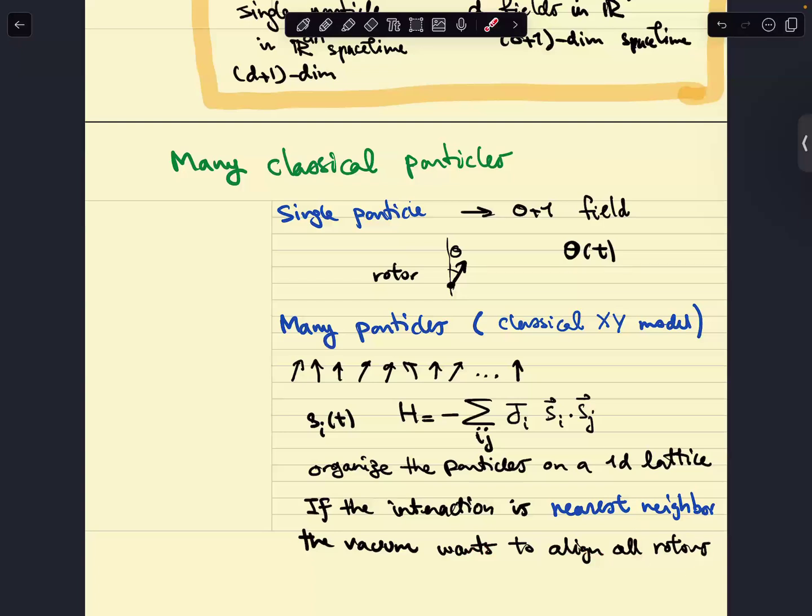Is this clear so far? Any questions about this? Is it clear what I mean by a many particle system?